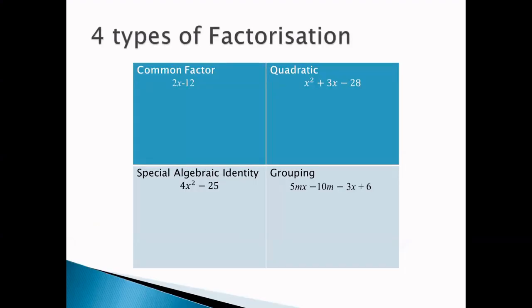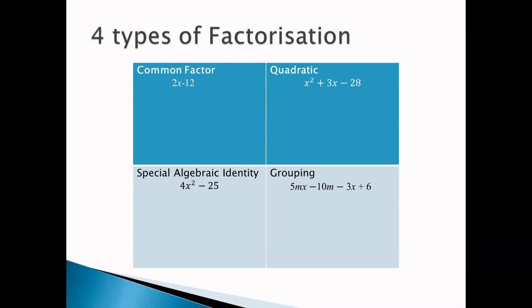Before we begin on factorization, please note that there are actually 4 types of factorization. The first one is common factor factorization. Then there's also quadratic factorization. Then there's special algebraic identity, where you use the identity a squared minus b squared equals a plus b, a minus b. And lastly, there's factorization by grouping.